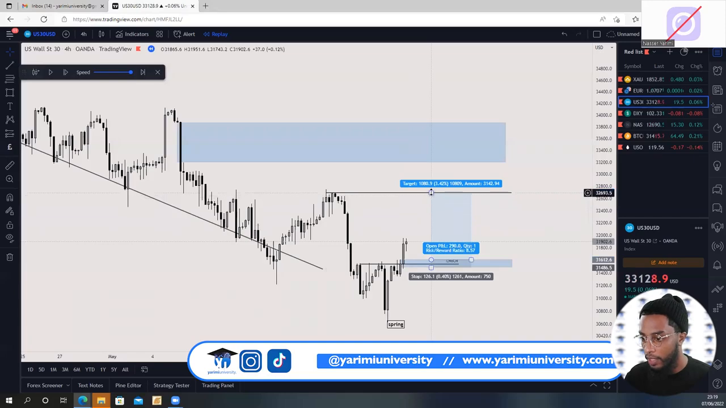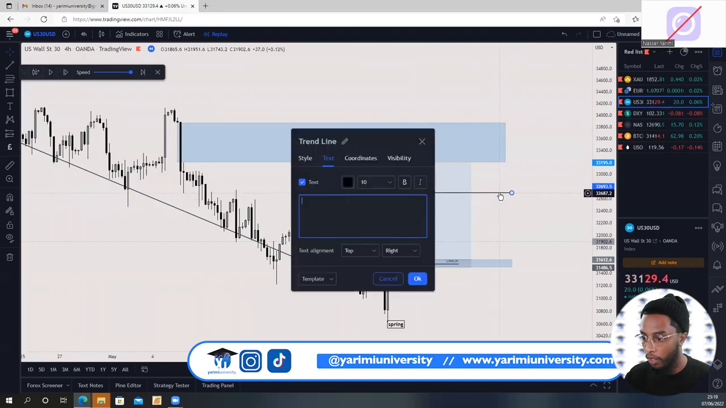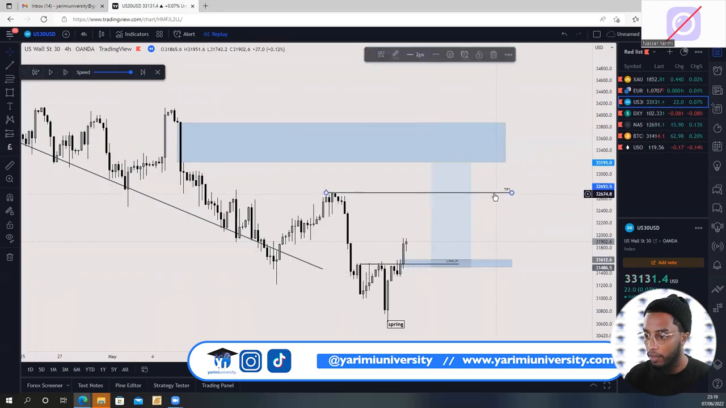Instead of putting 2 positions, let me just mark this out. Okay, let me mark it out as TP1, take profit 1, TP1, and TP2.